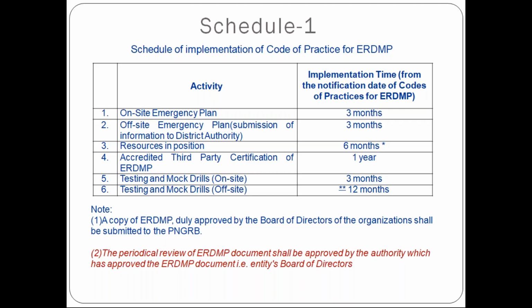positioned within 6 months. Then accredited third-party certification. This is one of the key requirements of emergency planning. This plan needs to be certified by a third party, which is recognized by the authority, within 1 year from the publication of these regulations. Then testing and mock drills: every quarter, every 3 months, this has to be done, and testing and mock drill of the offsite emergency scenario every 12 months.